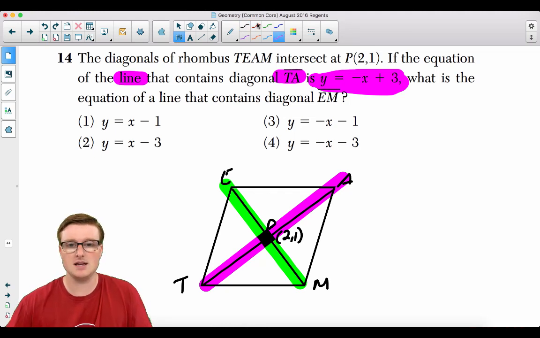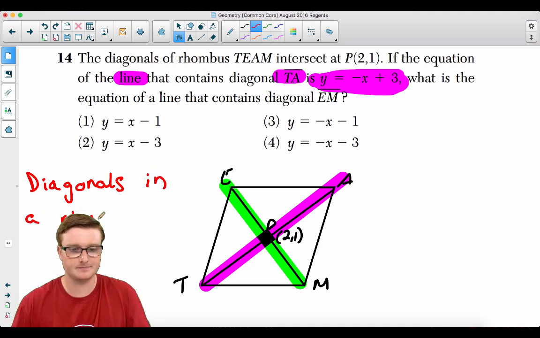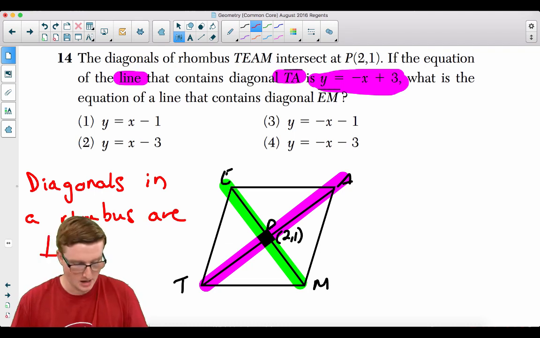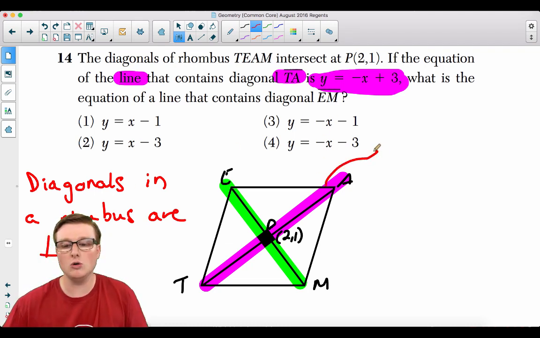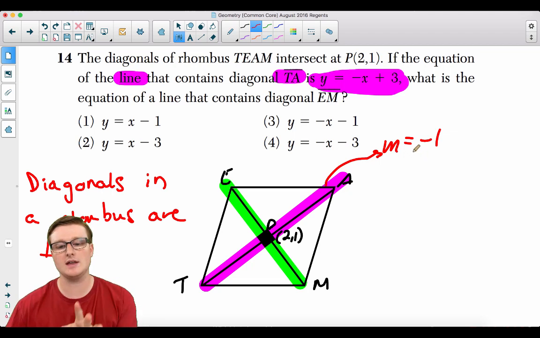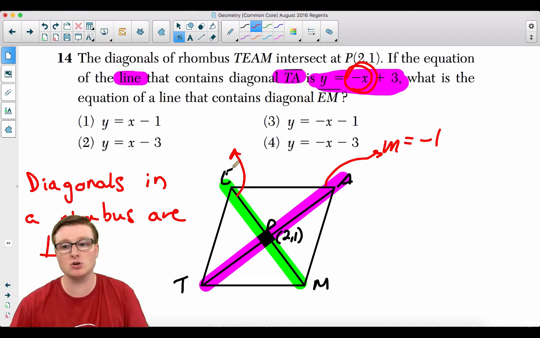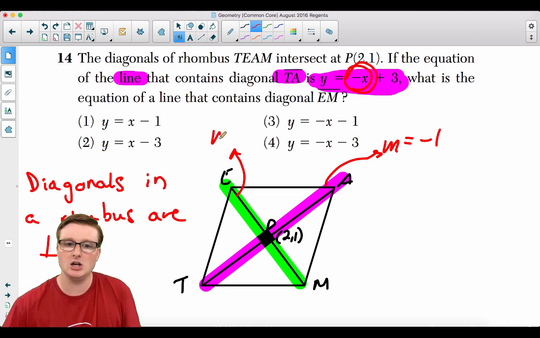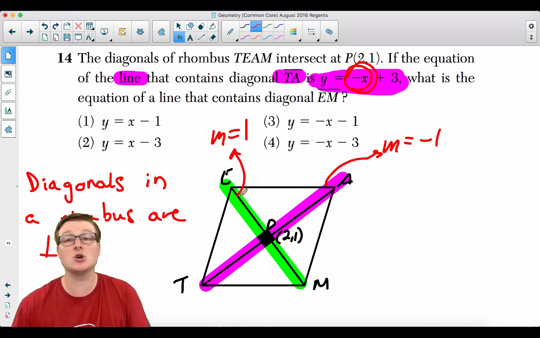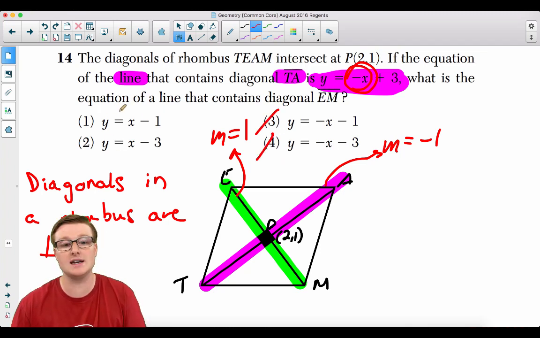The diagonals in a rhombus are perpendicular. So if the slope of TA is equal to negative 1 (I know it doesn't look like that on the diagram because it's positive, but they told us that the slope is negative 1), then the slope of EM must be the negative reciprocal of negative 1, which is positive 1. So the slope of ME is going to be 1. So we could get rid of choices 3 and 4. We have to look for the line that contains a slope of 1. In this case, it's choices 1 and 2.